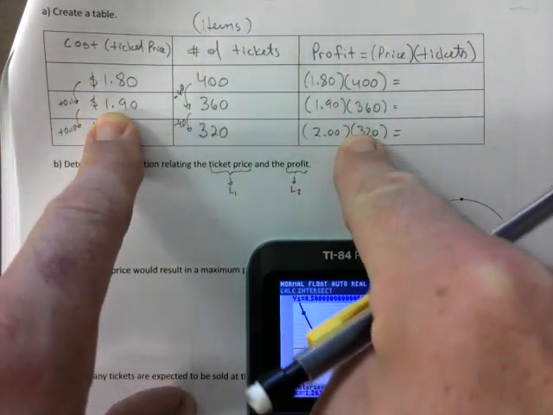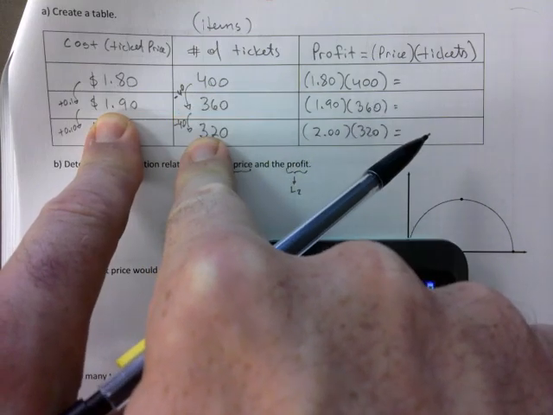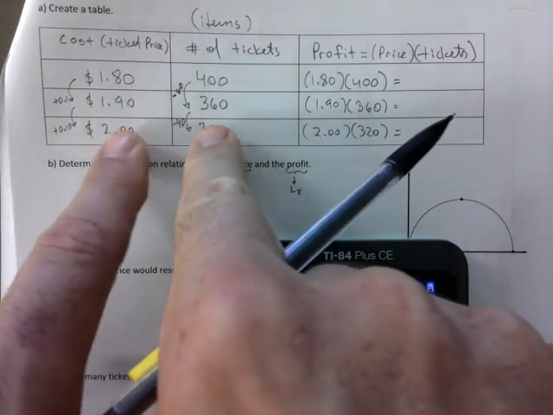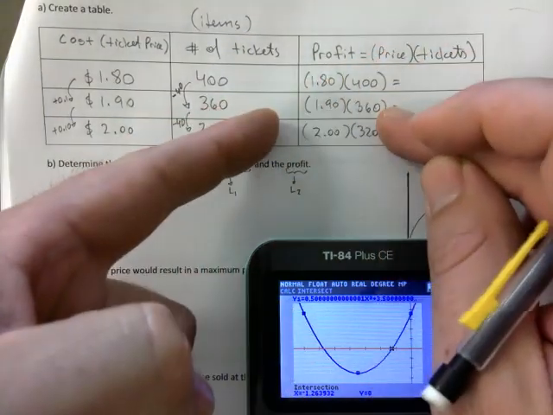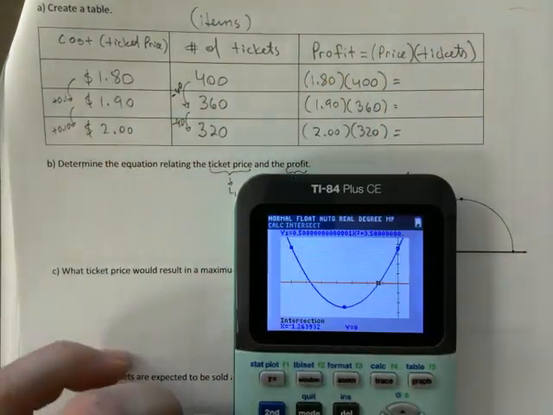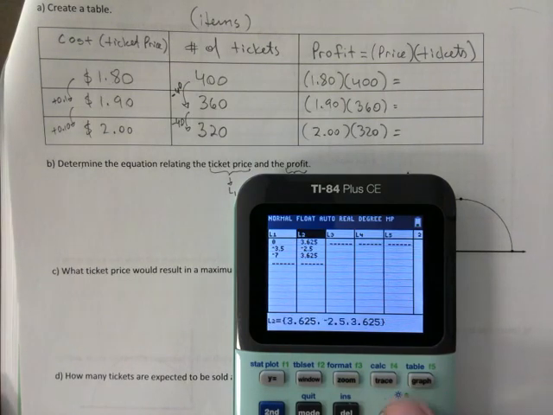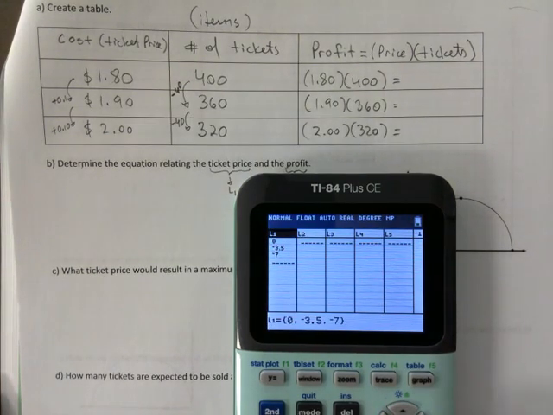So we're going to enter these two into our L1 and L2. But Mr. Dirksen, what happens to the middle one? Don't worry about it. It's actually going to be part of our equation because it's included in this answer here. So go stat, edit, clear whatever you have there.